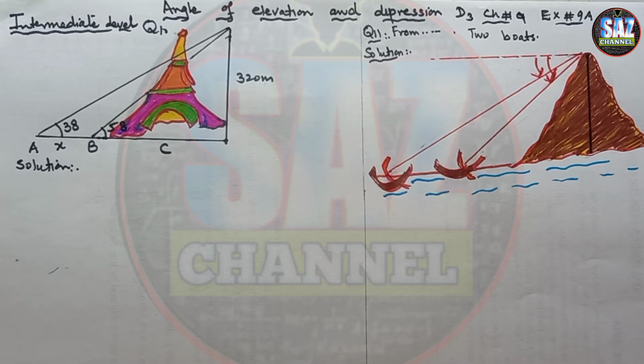This is my fifth lesson of D3, chapter number 9, exercise 9A, that is about the practical application of trigonometry. In this lesson, we'll be learning how to apply basic trigonometric ratios in order to solve real world problems. The lesson focuses on angle of elevation and depression.